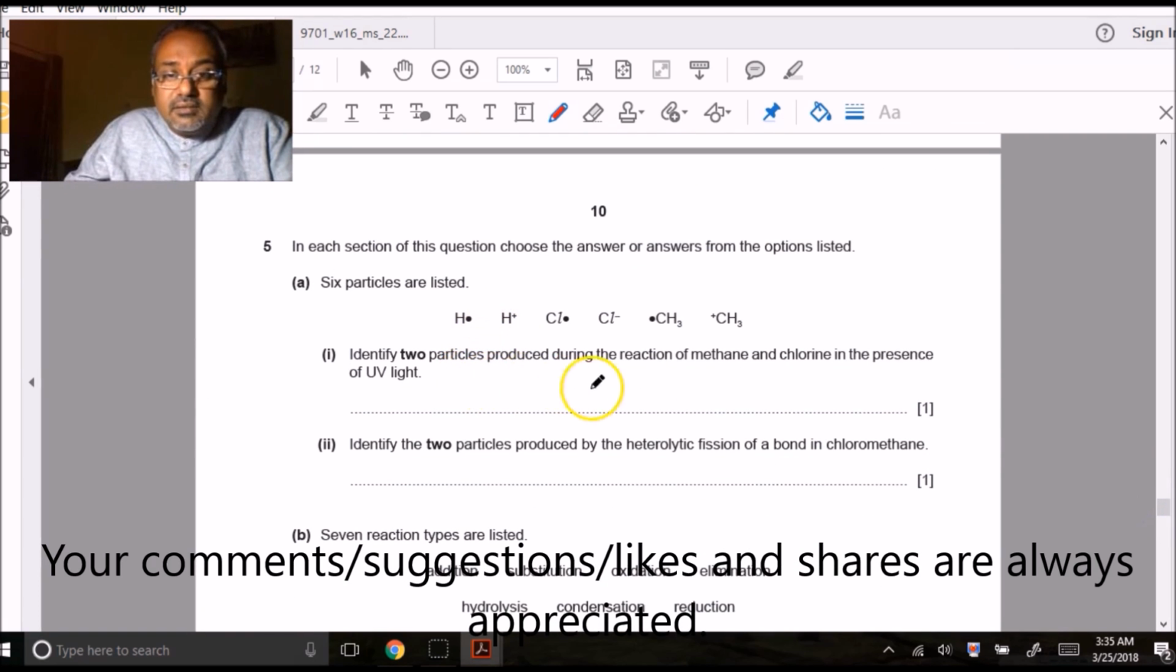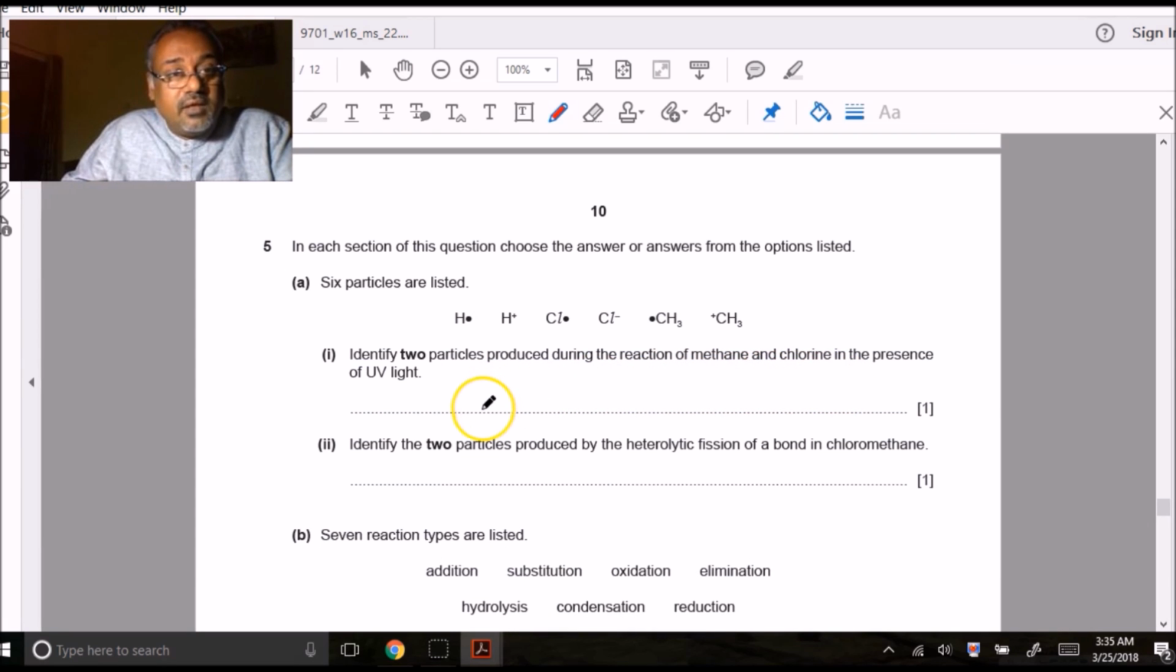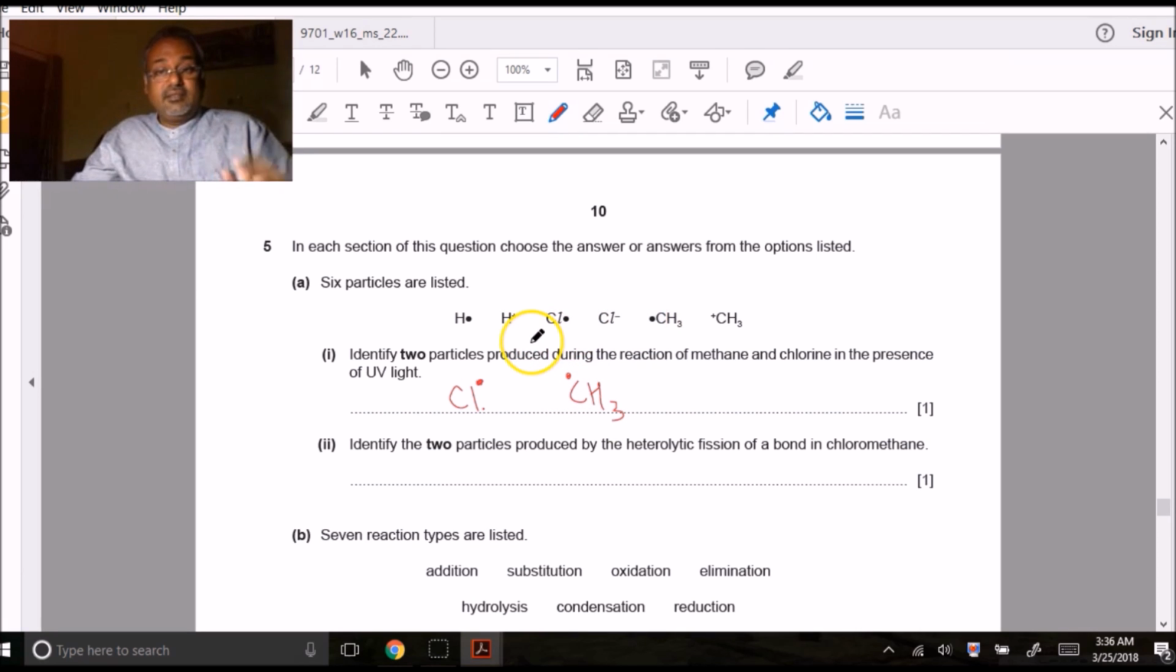Find two particles which are produced when methane and chlorine react in the presence of ultraviolet. Now this is from your topic 15, where you study free radical substitution reactions of alkanes, and you study the methane and chlorine reaction there. You might remember when these two react, you get free radicals. So you get chlorine free radicals, that's the Cl dot, and then you also get the methyl free radical, which is the CH3 dot. And in those mechanisms, you never got the ions, and you never got the H free radical there.